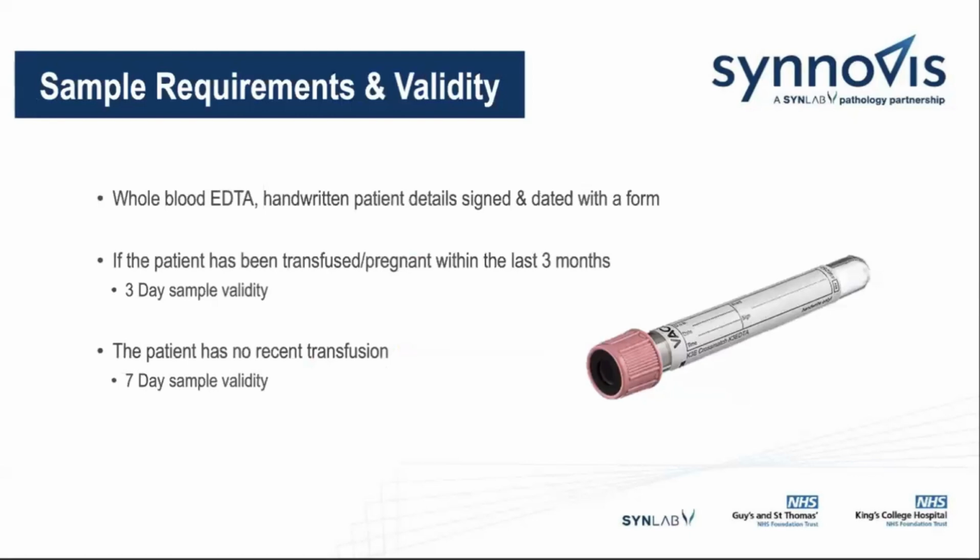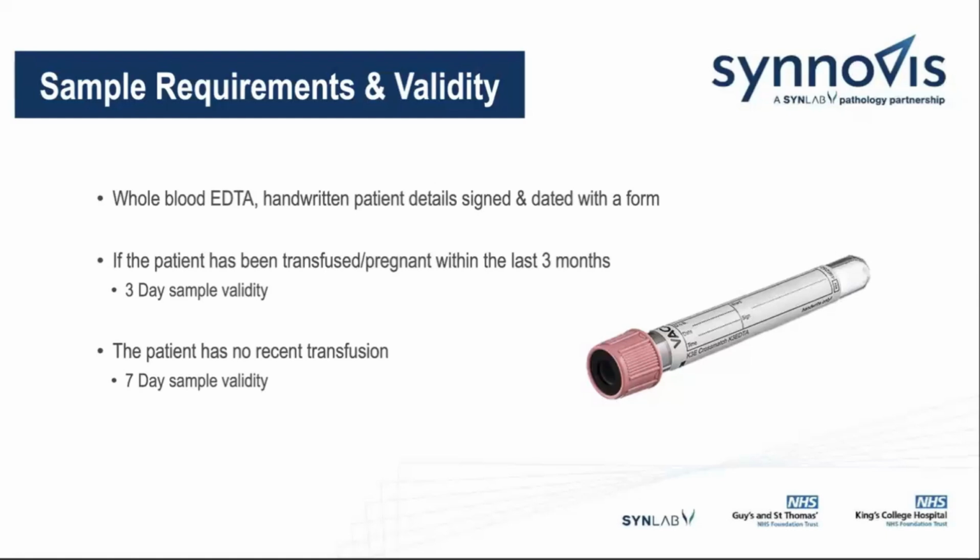So the sample validity and requirements. We need samples that are whole blood EDTA with all the correct demographics to perform our testing on. And for blood issue, which is the important part of sample validity requirements, if the patient has been transfused or pregnant within the last 3 months, they have a 3-day sample validity. And this is due to the potential of the patient creating an alloantibody from the previous sensitizing event of having those cells in them that are not their own.